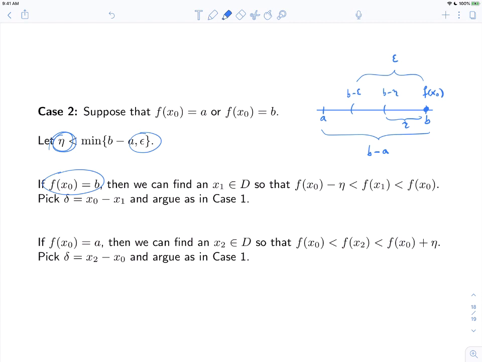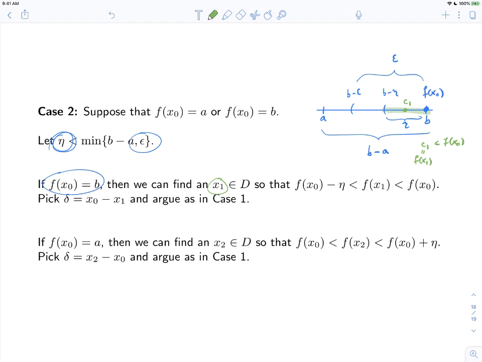So now you look at this interval right here. And what do you do? Well, you can find a point inside there, and you can call that C, let's say C1. So you have that C1 is less than f at x naught. But again, this is contained in the image of D, which is an interval. So that means you can find some x1 such that f at x1 is equal to C1.